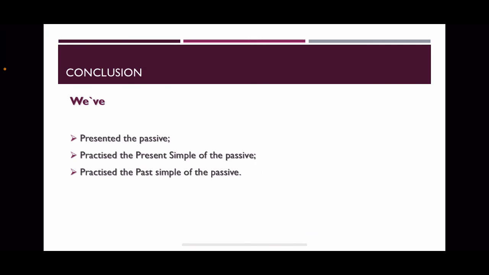So let's finish our lesson. Today we've presented the passive, practiced the present simple of the passive, practiced the past simple of the passive.